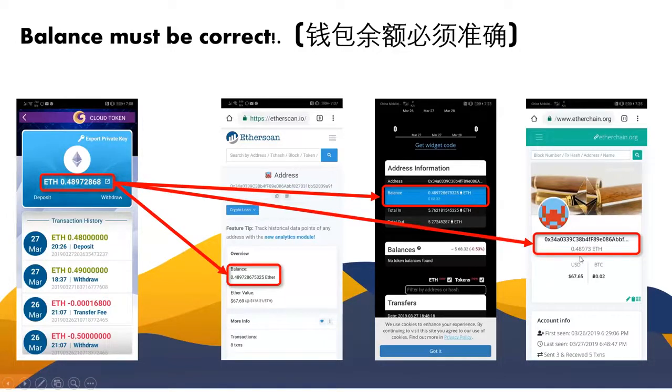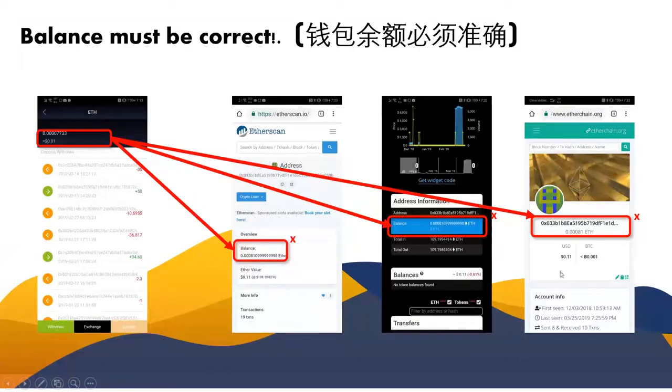So it's 48973, because it's 8 here, so they rounded up to 3. Now you look at all this, so we know that this address's balance is actually on chain itself. But for some other centralized wallets, the balance is not the same. It's because what they show you is actually not on the chain, but from the database.